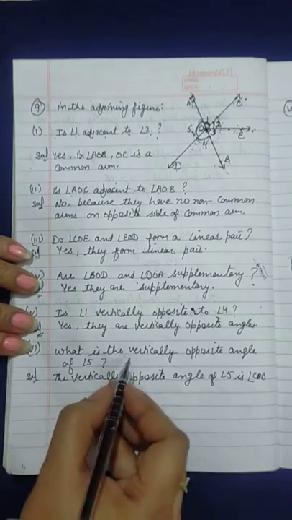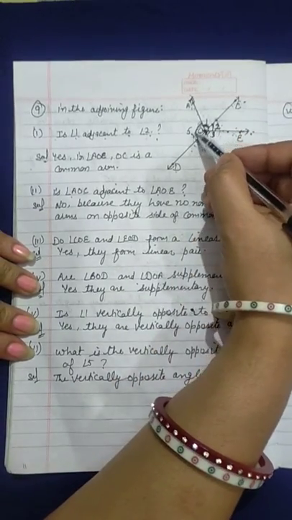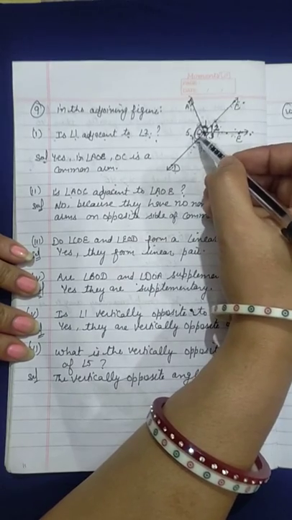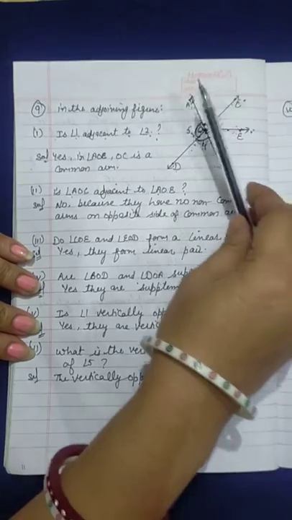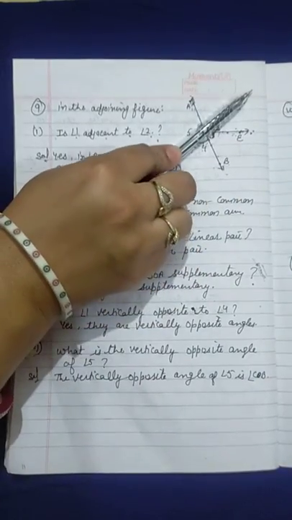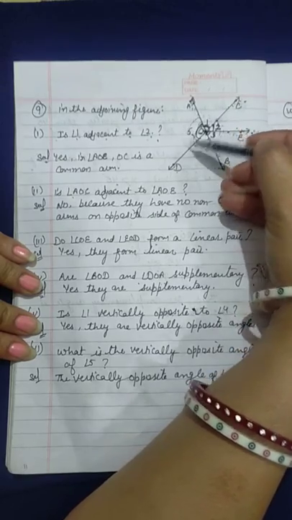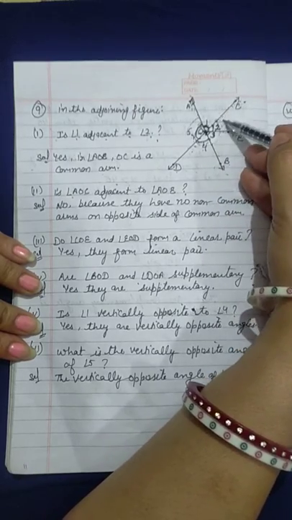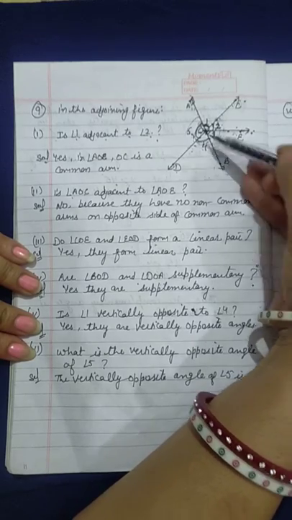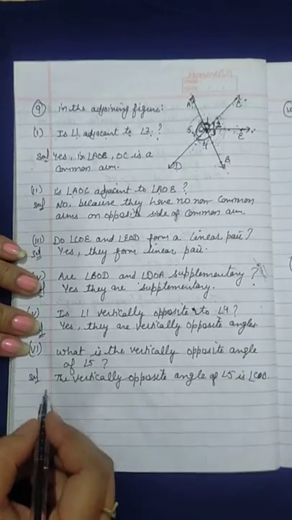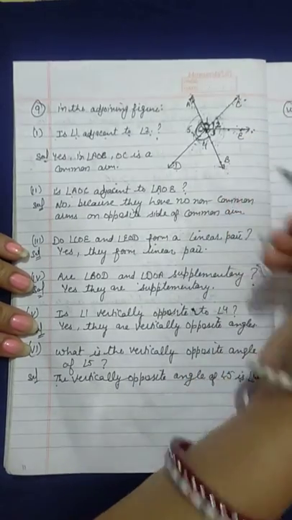Then what is the vertically opposite angle of angle 5? Now we have angle 5, and we'll check its vertically opposite angle. Again we take two intersecting lines AB and CD. See, this one is 5 and its vertically opposite angle will be this one, 2 plus 3, or you can take COB or BOC. Therefore the vertically opposite angle of angle 5 is angle COB, you can write.